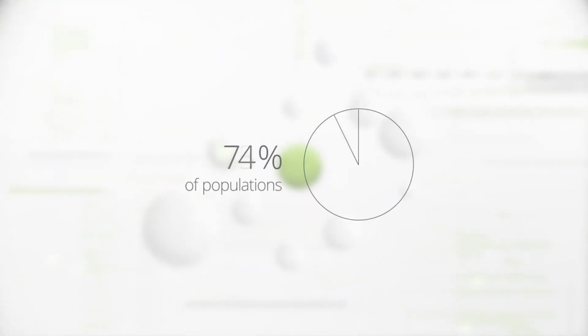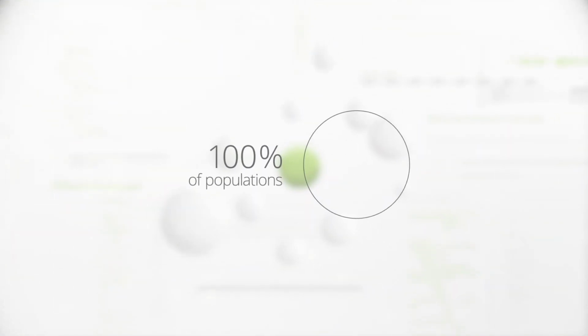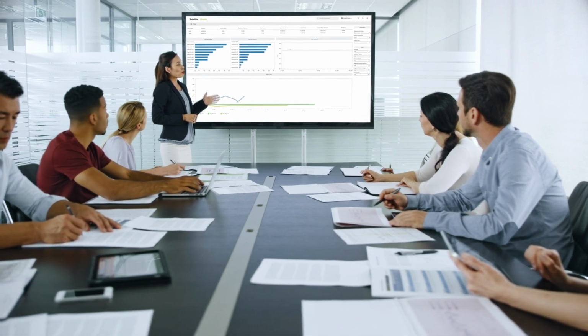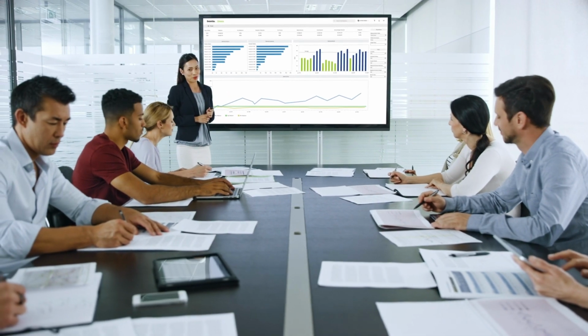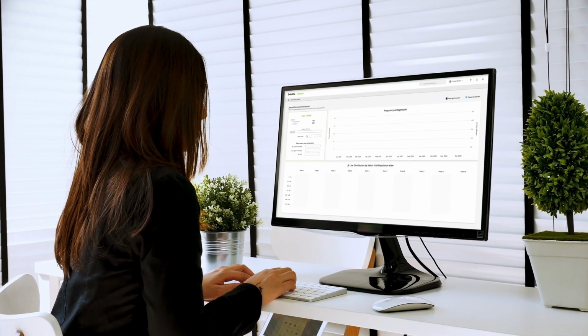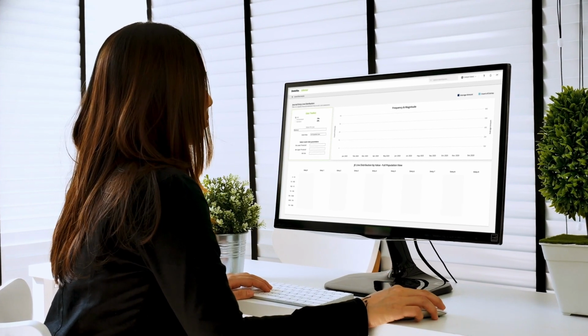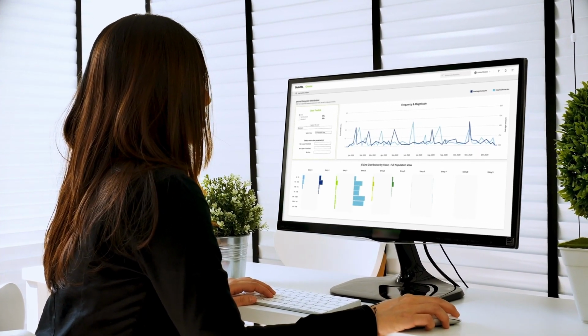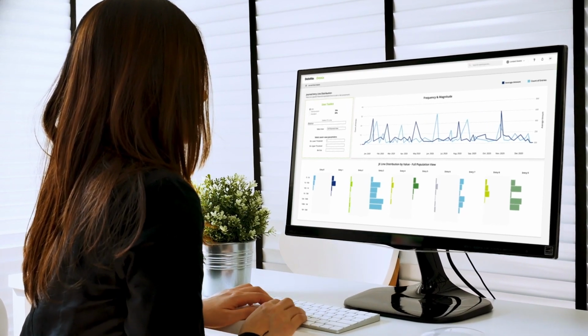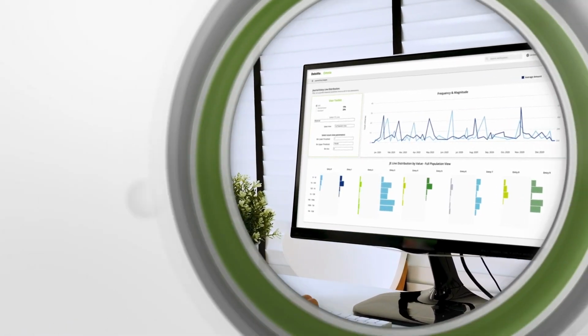Analyzing and testing 100% of populations, no matter how large or small, we look for hidden patterns and risks in your data sets and journal entry populations. With all this data at our fingertips, our skilled auditors leverage Omnia's proprietary technology to transform this data into more relevant, industry-specific insights for a higher quality audit.